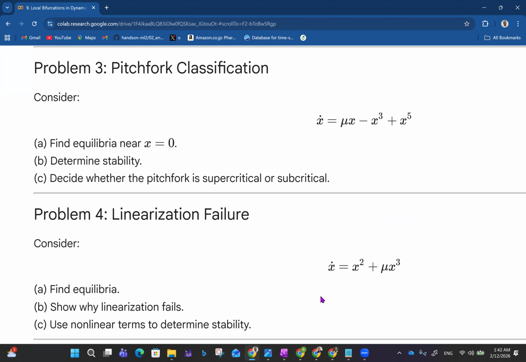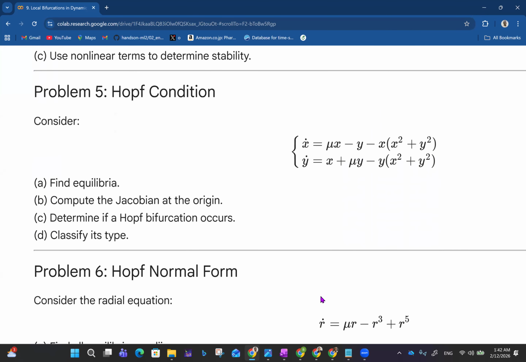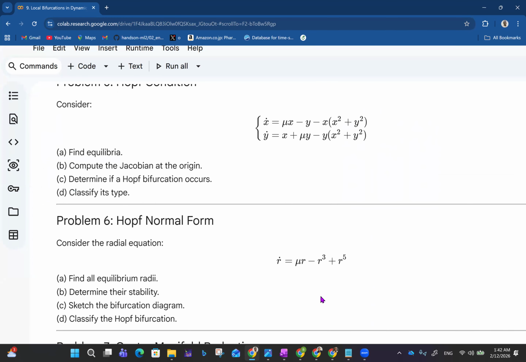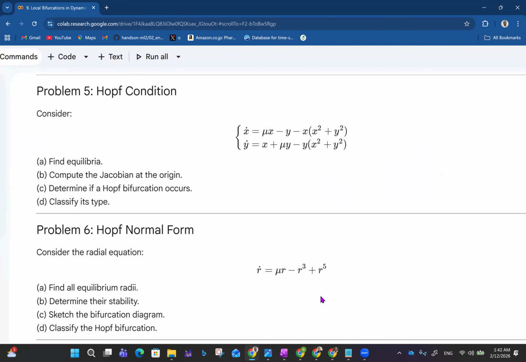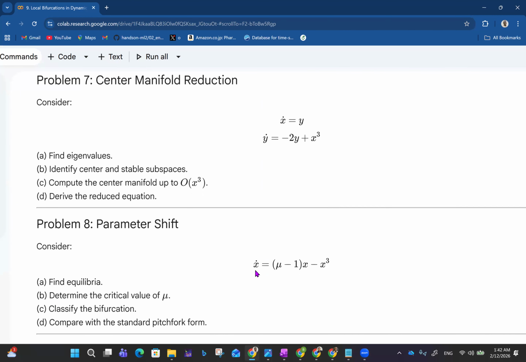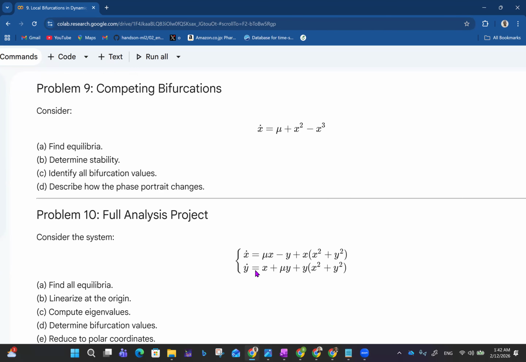Okay, because you're going to have x squared into 1 plus mu x like that. So linearization may fail because you're going to have x equals 0 there. Then for 5 and 6, you have this. Then Hopf bifurcation and Hopf normal form. Then 7 and 8, you have this. For 9 and 10, this.